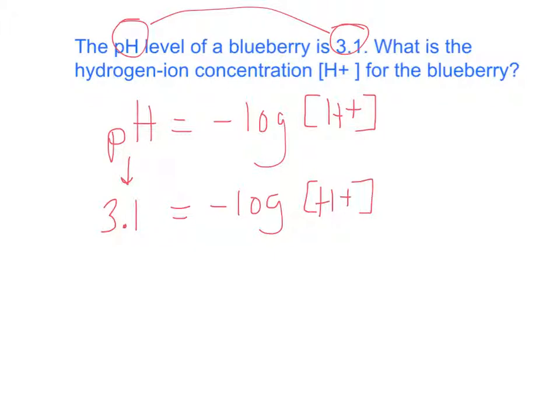So what we need to ask ourselves is, how am I going to solve for H+? Because that's really what it's asking, right? What is the hydrogen ion concentration? So this is the portion of the problem that I need to get by itself. So first things first, right now we see that it's a negative log, so I'm going to get rid of that negative sign by dividing by a -1.